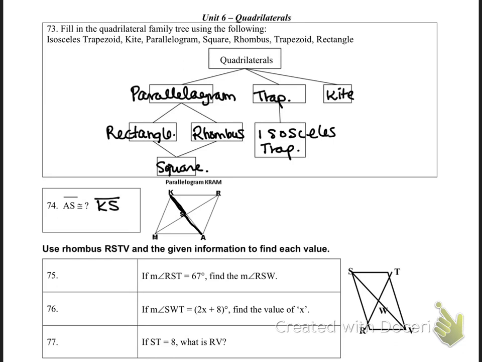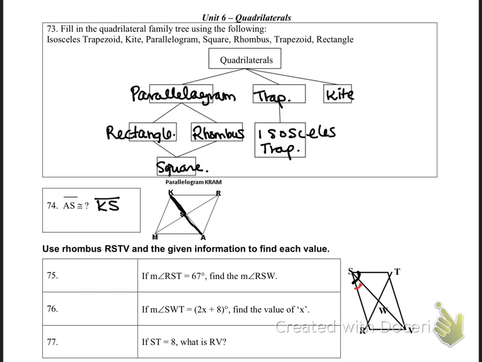Okay, they've told us that RSTV is a rhombus, so we want to remember all of the properties of our rhombi. So we know that if RST, so that's this angle right here, is 67, we want to find the measure of angle RSW. So that is this angle right here.